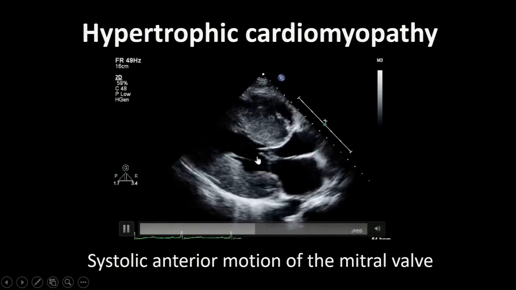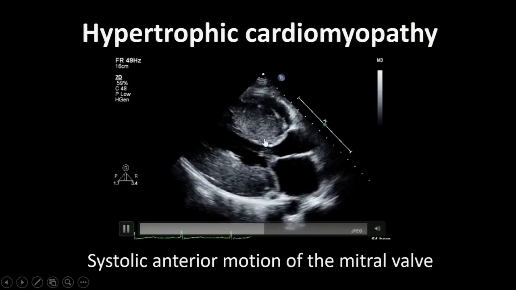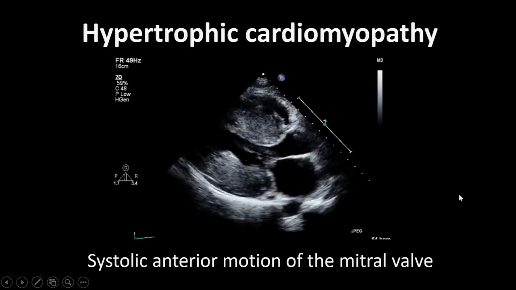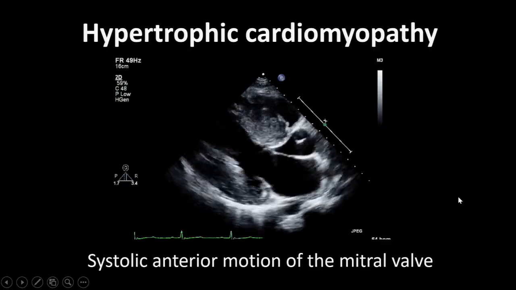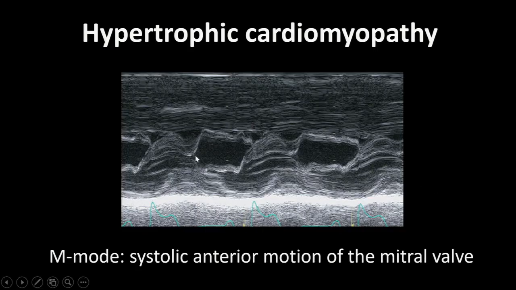Instead, it's moving up into the left ventricular outflow tract and in fact banging into the hypertrophied septum there. So systolic anterior motion of the mitral valve. That's the 2D version of it. Here's the M-mode version of it here.